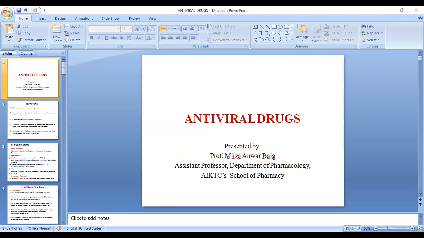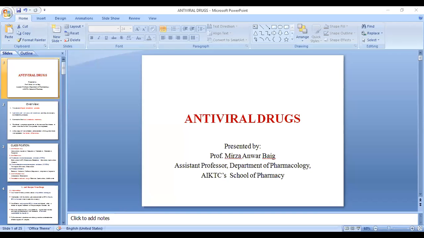Next one is antiretrovirus drugs. These can be divided into nucleoside and non-nucleoside, and both act on the enzyme reverse transcriptase. In short, they are called NRTI and NNRTI. The full forms are nucleoside reverse transcriptase inhibitor and non-nucleoside reverse transcriptase inhibitor.